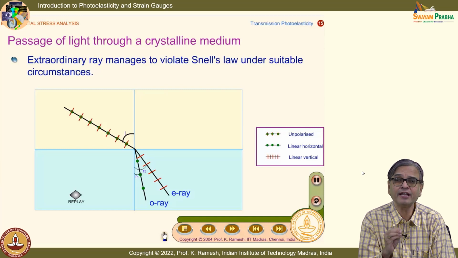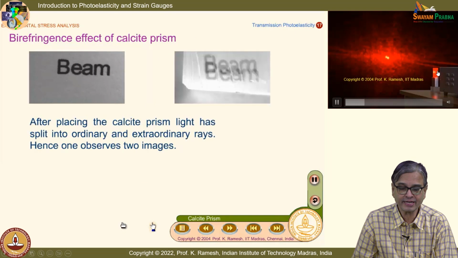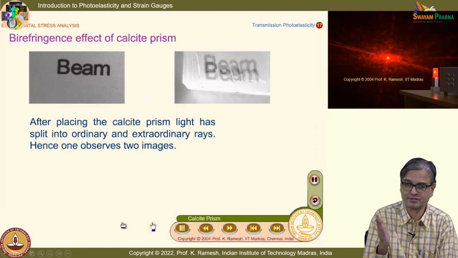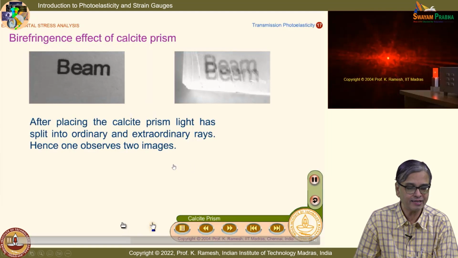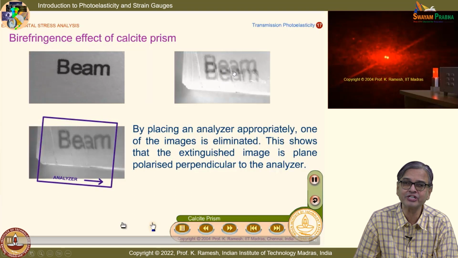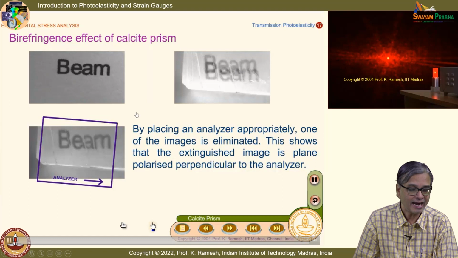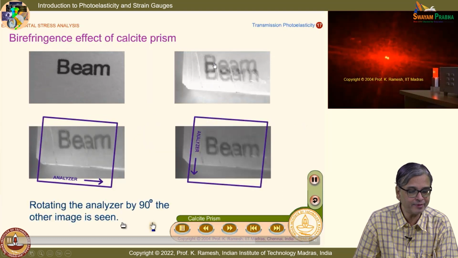Only the ordinary ray faithfully follows Snell's law. And this shows I have rotated the crystal, I see 2 dots. That means I get 2 dots. So, I can have 2 dots seen. And when I put a calcite crystal, do I see 2 beam-sheared images? You are able to see very clearly. And in this, I have successfully eliminated 1 image of the 2 images.